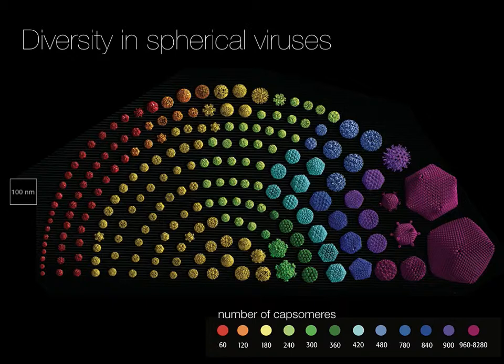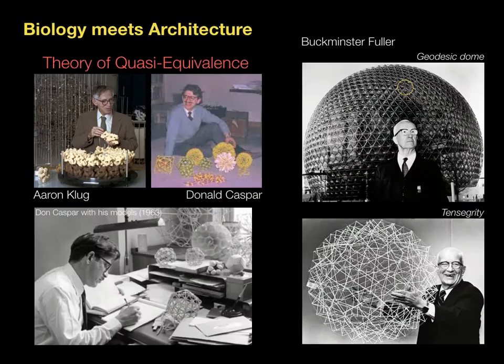Well, you can also observe something here in the numbers, is that they are all multiples of 60. So how is this possible? What's the geometry that is behind the assembly of the rest of all these capsids? Well, there were two scientists that were trying to answer this question in the 50s and 60s, and those were Kaspar and Klug.